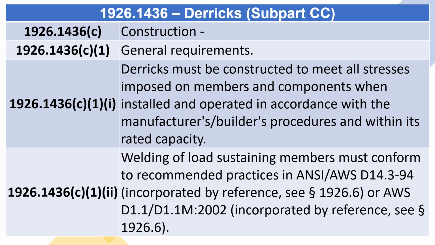1926.1436(c). Construction. 1926.1436(c)(1). General requirements. 1926.1436(c)(1)(i) and (c)(1)(ii). Derricks must be constructed to meet all stresses imposed on members and components when installed and operated in accordance with the manufacturer's/builder's procedures and within its rated capacity. Welding of load-sustaining members must conform to recommended practices in ANSI/AWS D14.3-94, incorporated by reference, see Section 1926.6, or AWS D1.1/D1.1M:2002, incorporated by reference, see Section 1926.6.